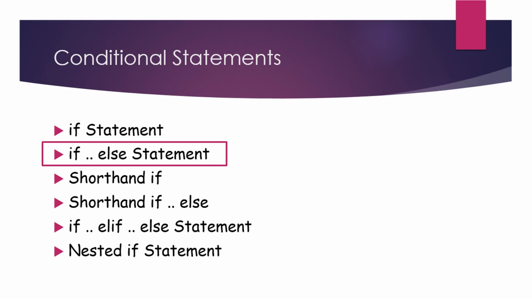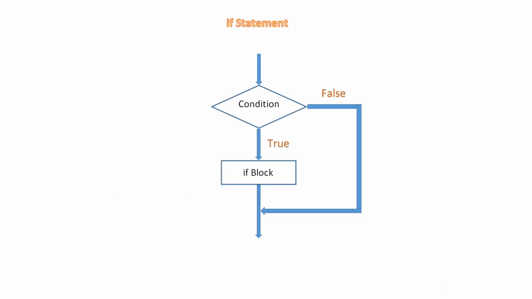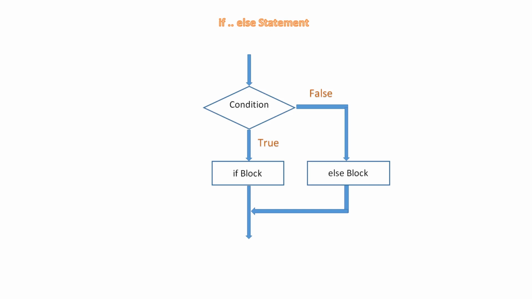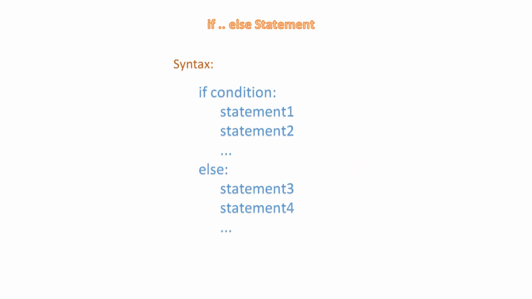If else statement. The if statement alone tells us that if a condition is true, it will execute a block of statements, and if the condition is false, it won't. But what if we want to do something else if the condition is false? Here comes the else statement. We can use the else statement with the if statement to execute a block of code when the condition is false.